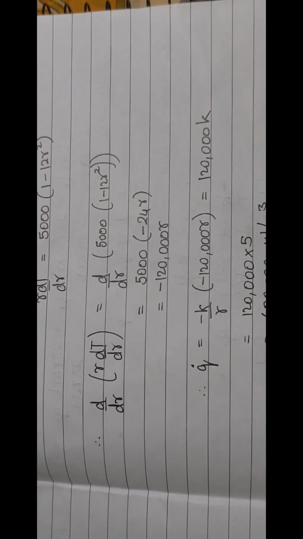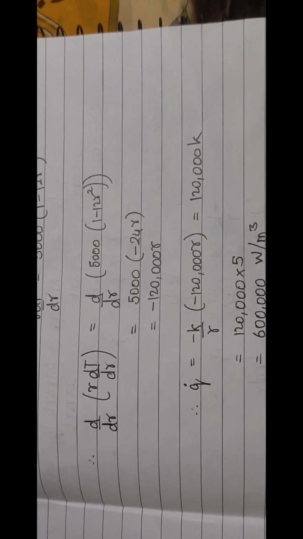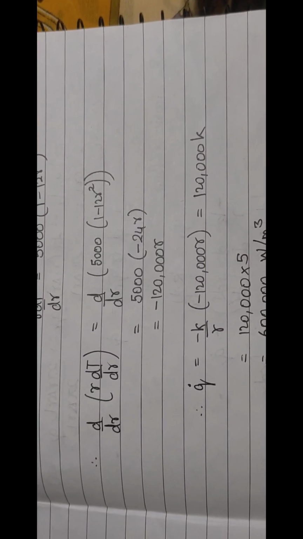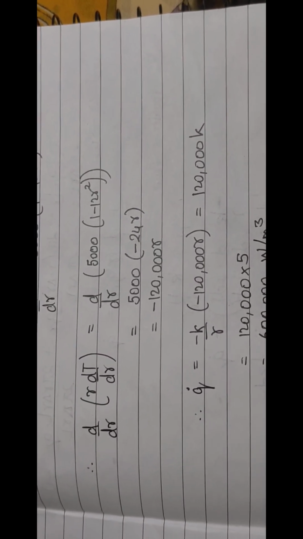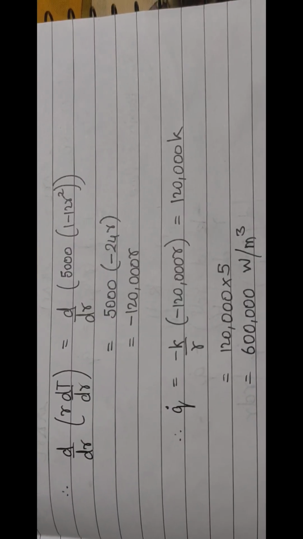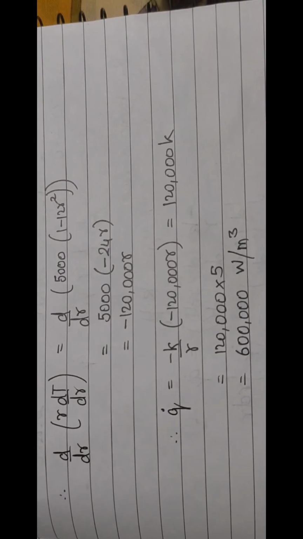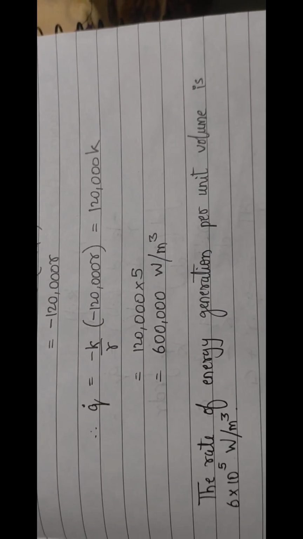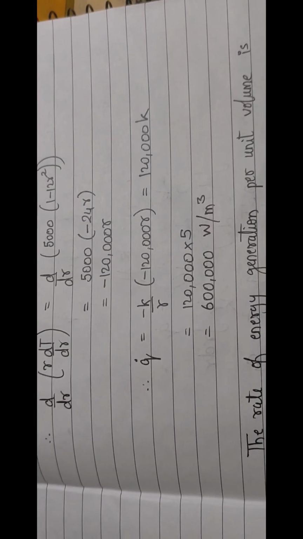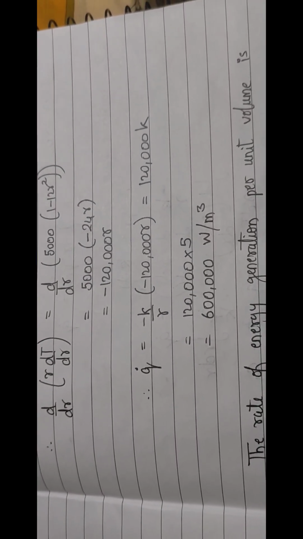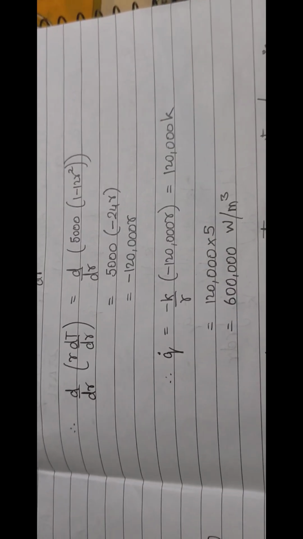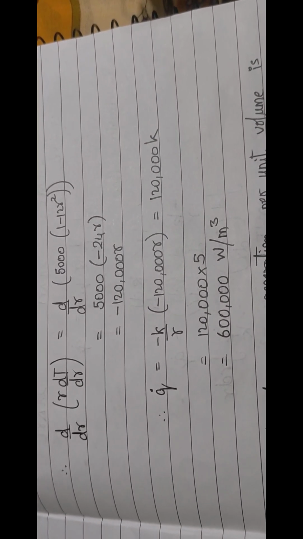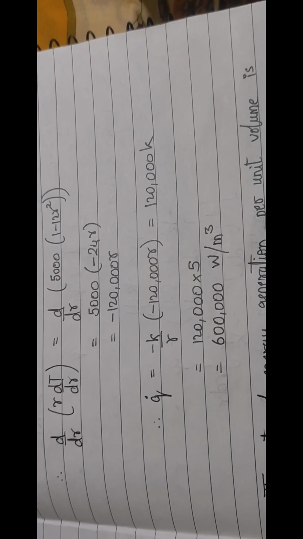So if we again differentiate it with respect to r, d by dr of 5000 (1 minus 12 r square), the term without the r component will be 0, and 5000 into minus 24r is equal to almost 1,20,000 r. So the volumetric flow rate can be given as q is equal to minus k by r into this term, which is 1,20,000 r, and which is also equal to 1,20,000 into k.